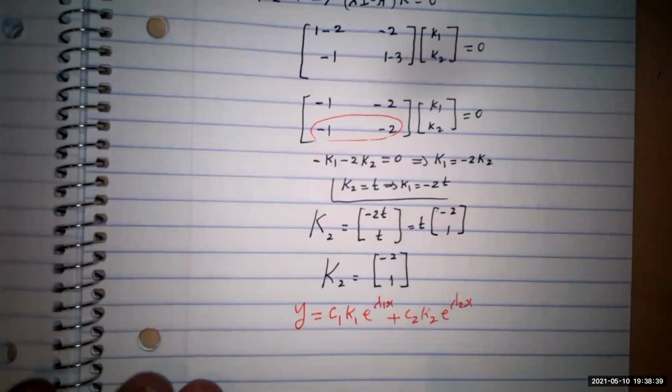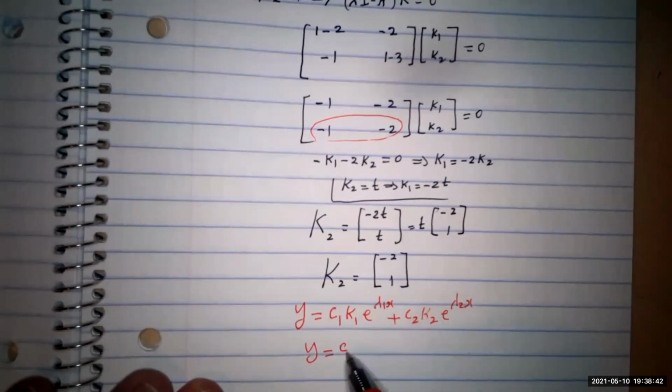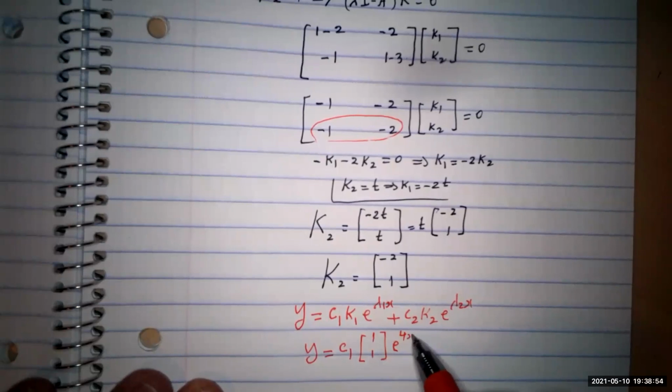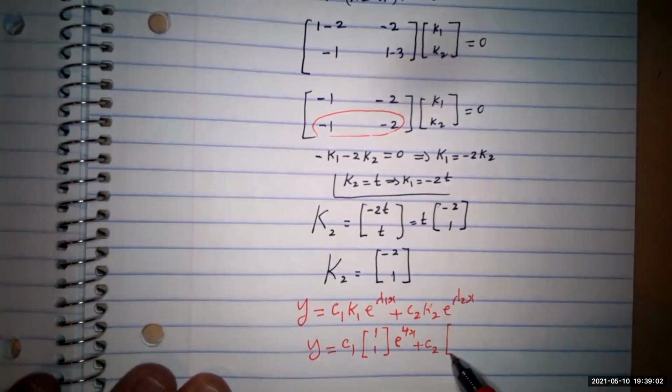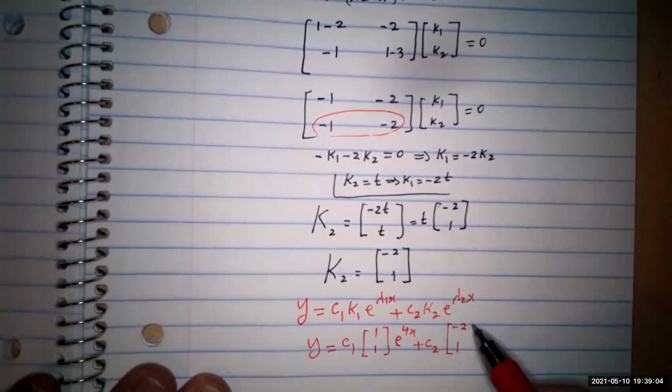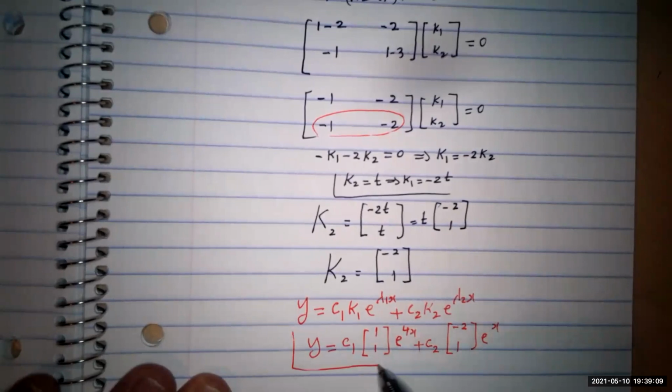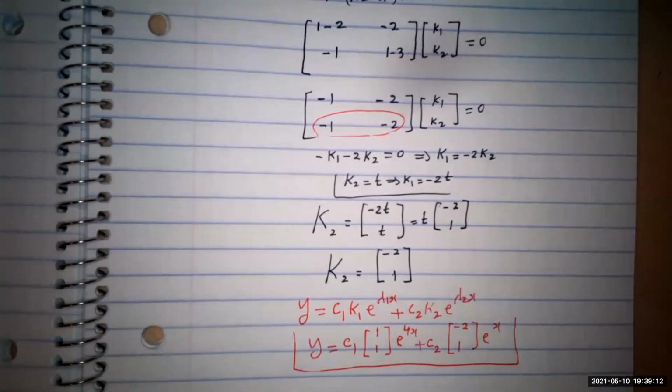So if you substitute, your y is going to be c1, your k1 is going to be 1, 1, e to the lambda 1, which is 4x, plus c2 k2, which is going to be negative 2, 1, e to the x. This is going to be the general solution of your system.